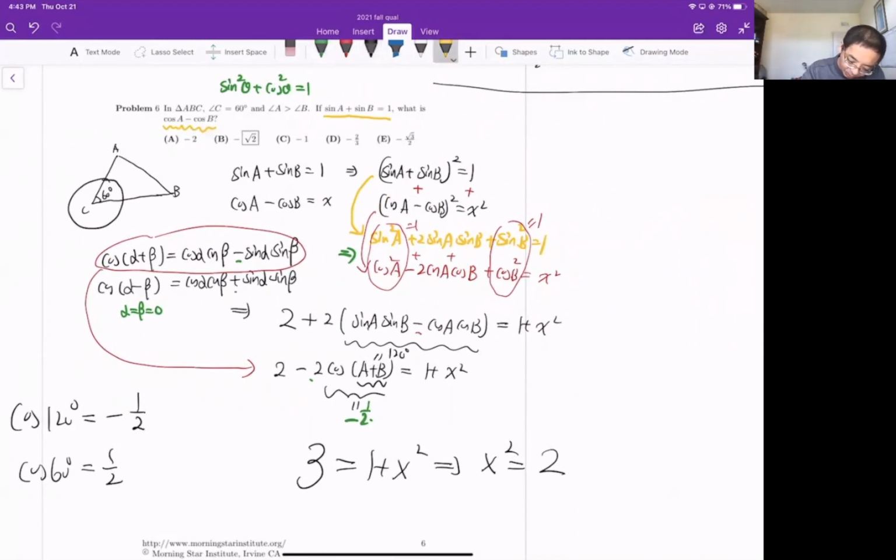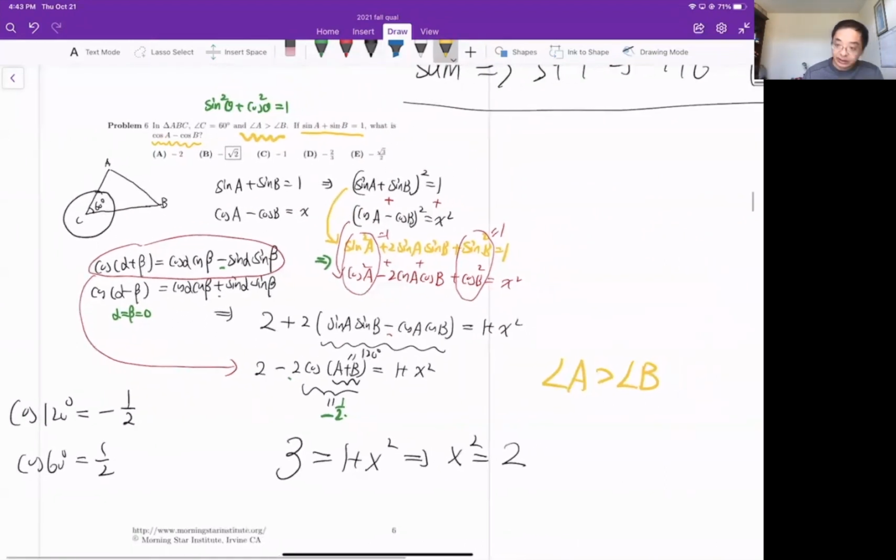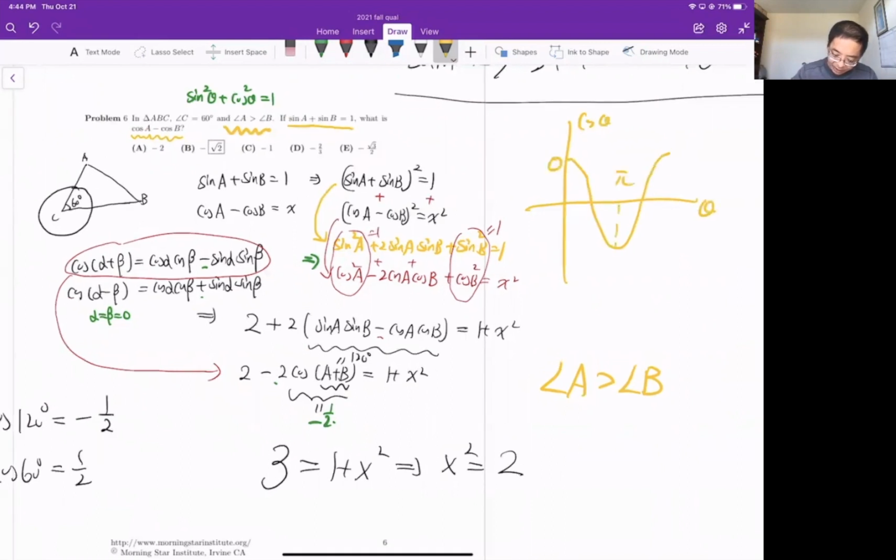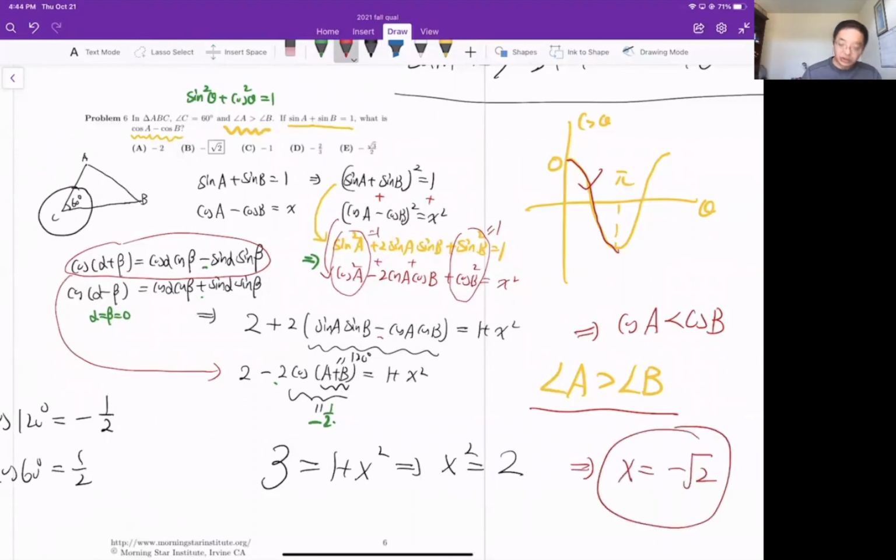Let's go back to the problem. The problem says the angle A is bigger than angle B. And we know the cosine function is decreasing from 0 to pi, right? Let's recall the function. So this is theta and cosine theta, so 0, and here's pi, right? The function is decreasing. Okay, so A, B, C are all angles within a triangle, so they're between 0 and pi. All right, so from here we know cosine A is strictly less than cosine B, so that means x has to be negative square root of 2.